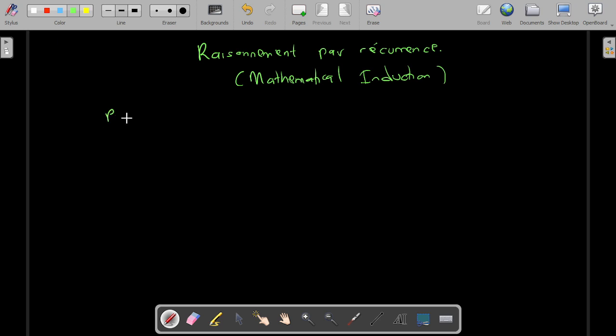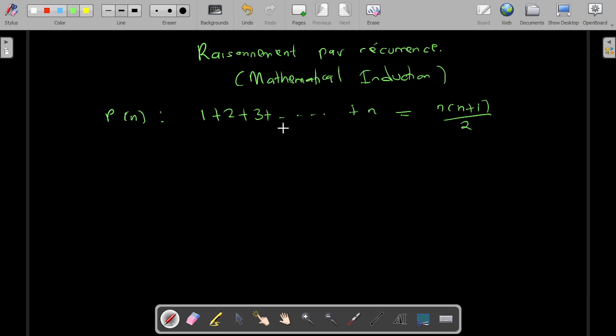So our proposition P of n, I would say, is going to be 1 plus 2 plus 3 plus and so on. So basically, we are taking the sum of n items. We show that this is going to be given by n times (n plus 1) divided by 2. This is our goal. We have to show that the sum of n items is going to be given by n multiplied by n plus 1 in parentheses, divided by 2.